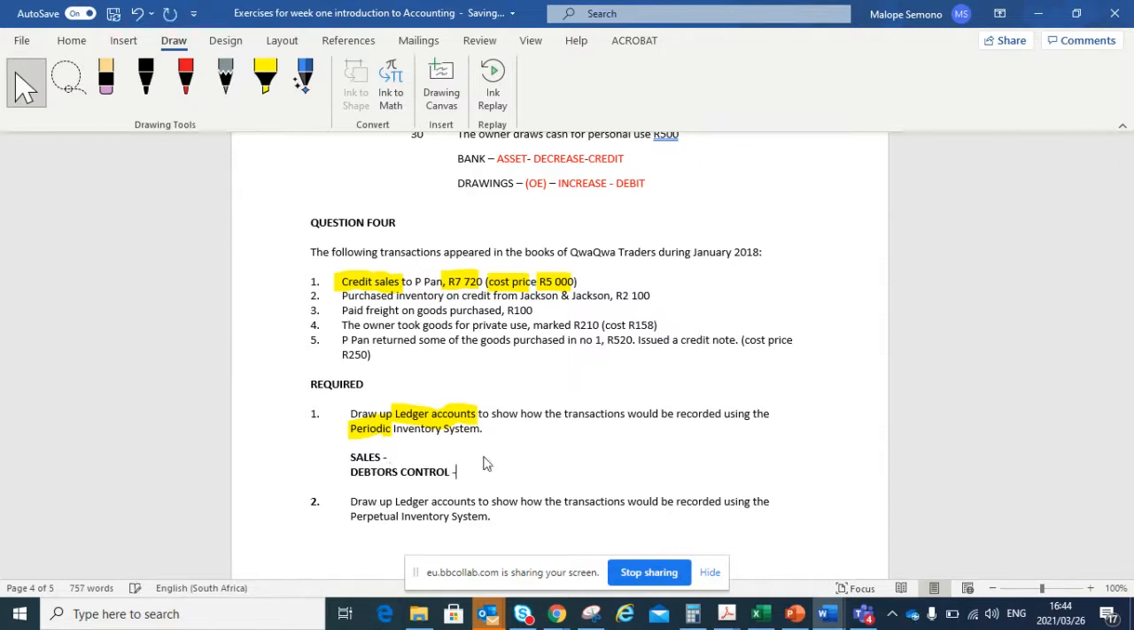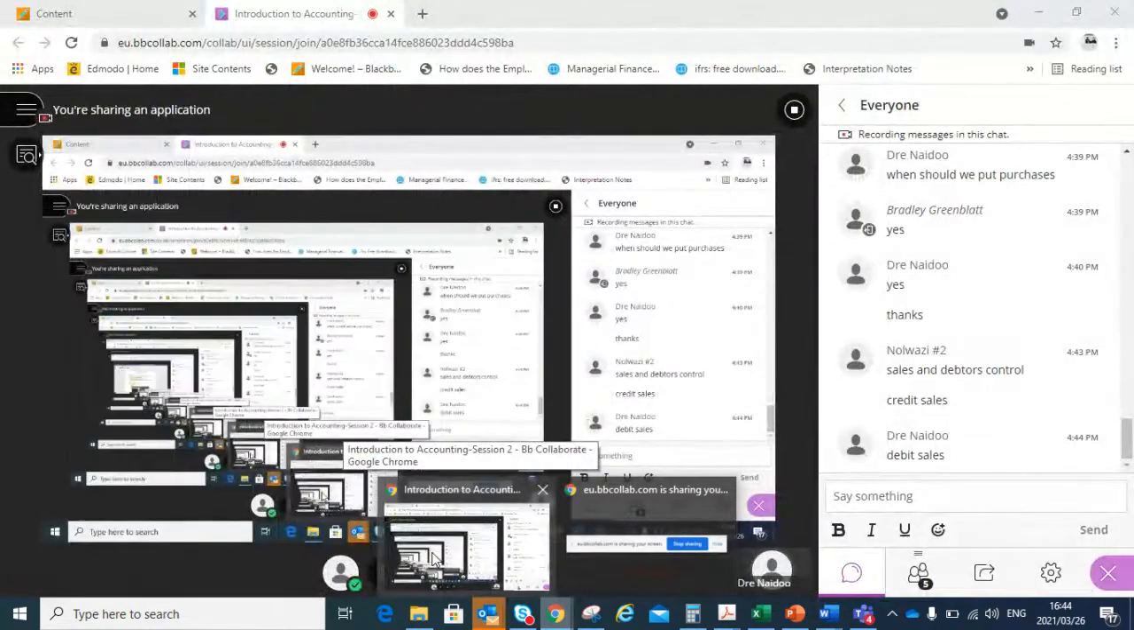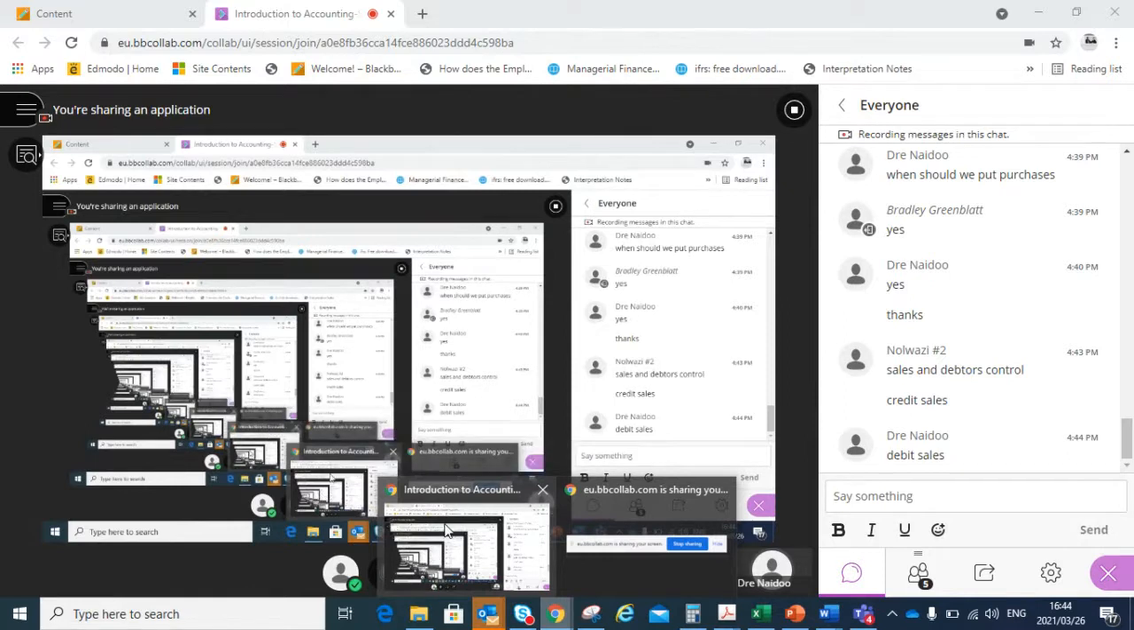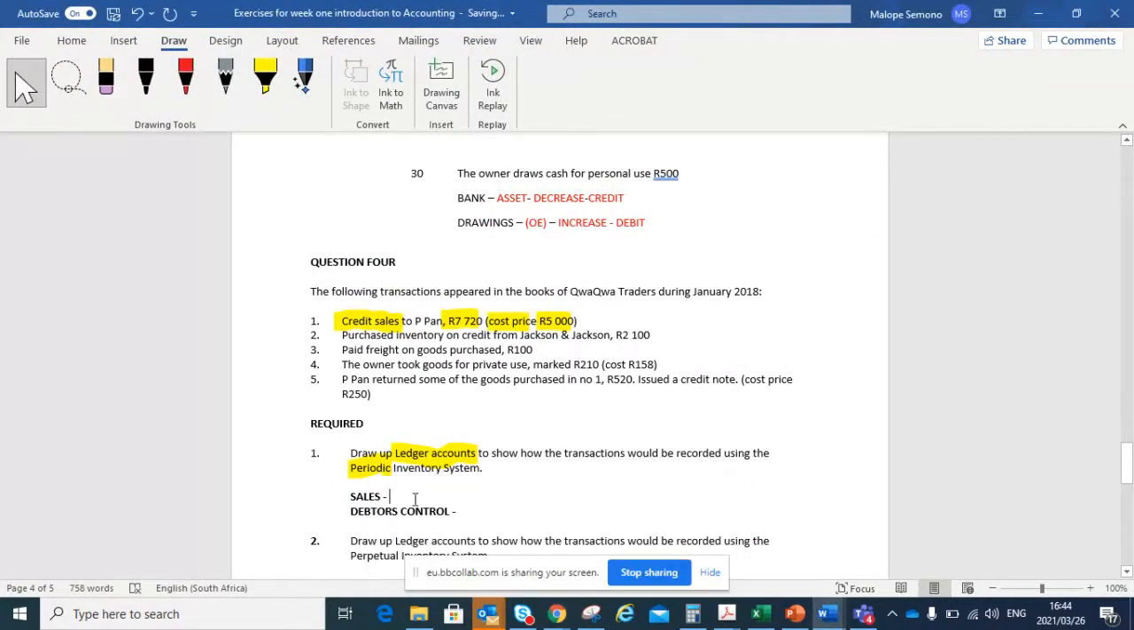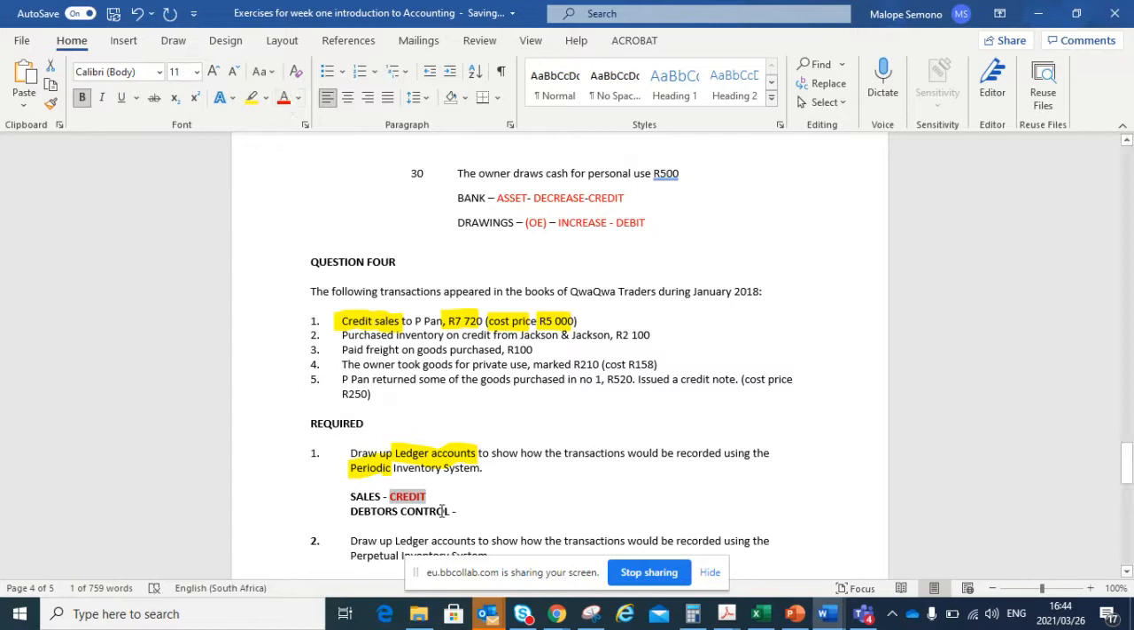We like debit sales, we like credit sales, we like debit debtors. Debit sales, credit sales. I agree with Nolwazi. We need to credit sales. Can you see now? The minute you start struggling, just go back and analyze. So we are going to credit sales. Okay. Please, if you want me to analyze more, let me know, because I want you to understand this better. So meaning we are going to debit.